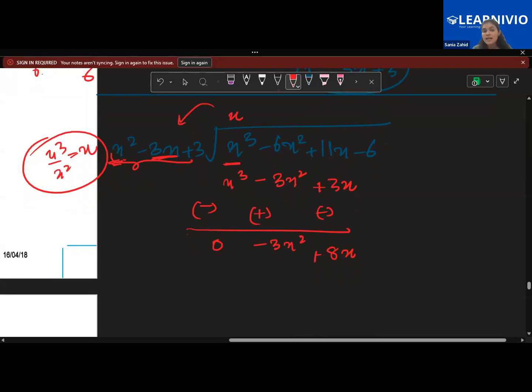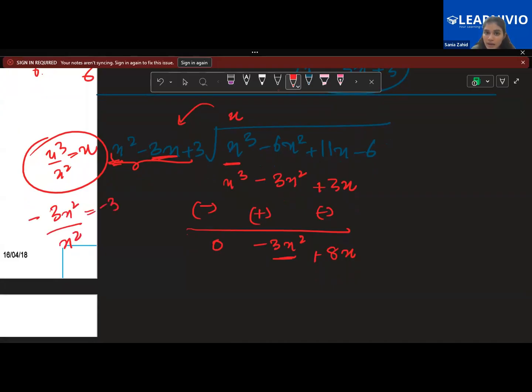Now again I will take the first term here and the first term here and divide them. Minus 3x square divided by x square is how much? Minus 3 only. So we write minus 3 over here. And now multiply this minus 3 with this entire thing.